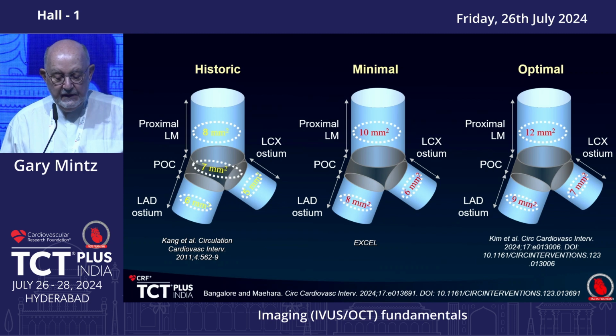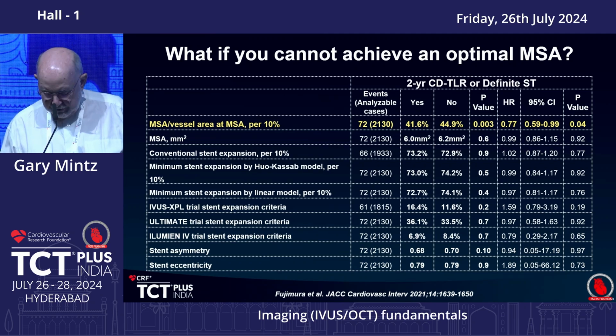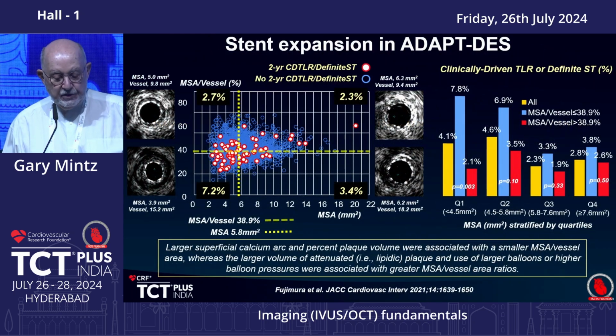If you can't achieve these, what do you do? You look for some measure of stent expansion. This is from ADAPT-DES, and we look for expansion that's at least 40%. And in that study, if you can't achieve an adequate minimal stent area, your next best goal is to achieve a minimal stent area of 40% of the EEM area at that particular location.